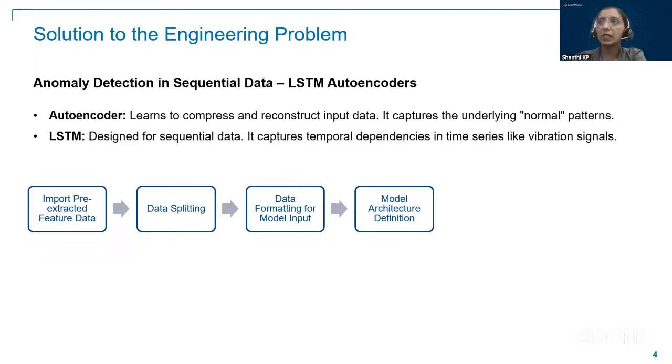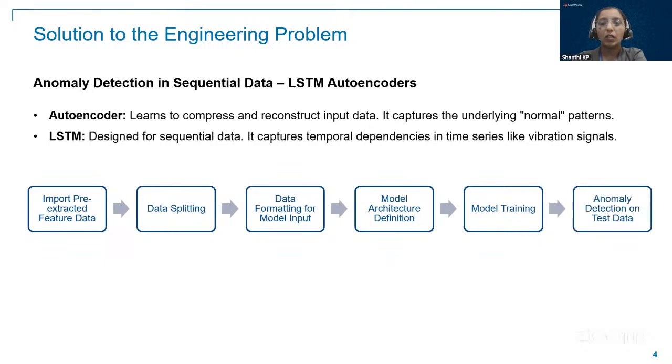Once the model architecture is defined, we then move to training the model. In this stage, we train the model to reconstruct the standard or normal patterns in the data, learning what healthy machine behavior looks like. So this is what the model will be trained on. And finally, we use this trained model to detect abnormal machine states in unseen data, which is our test data. This way, we will flag potential anomalies that could indicate faults or the need for maintenance.